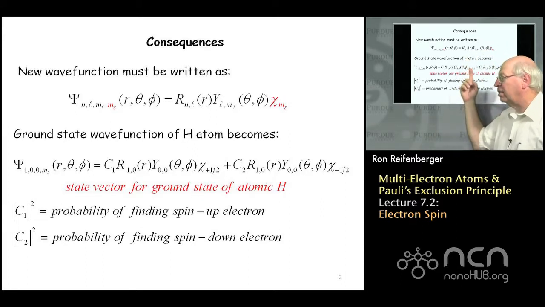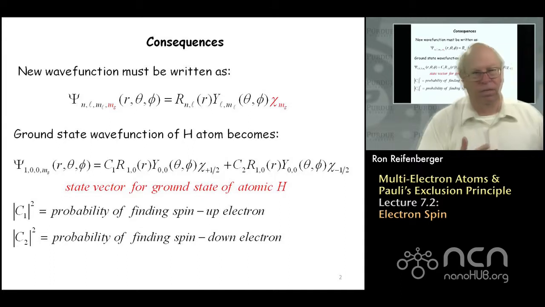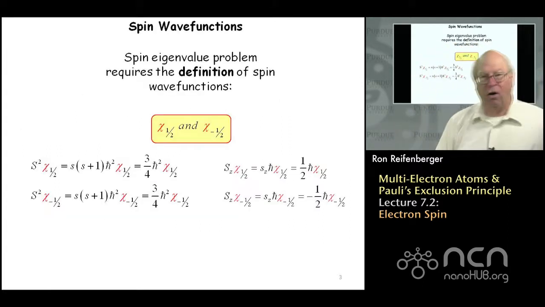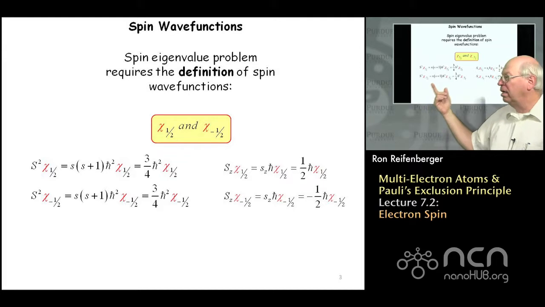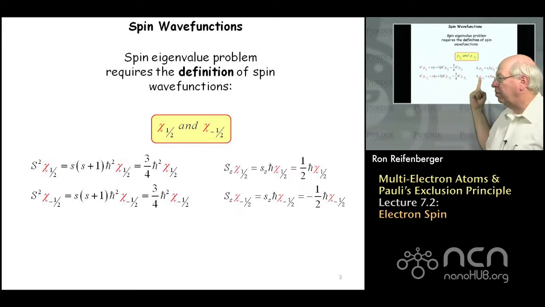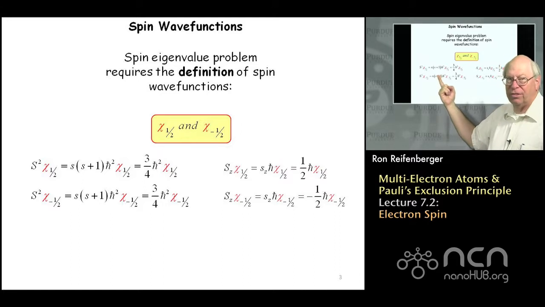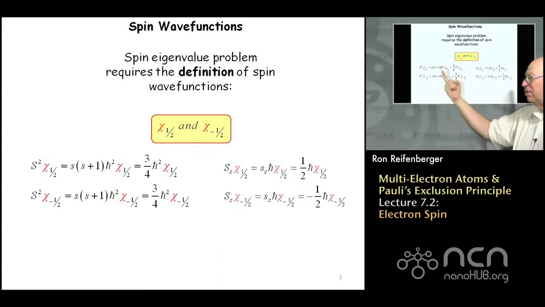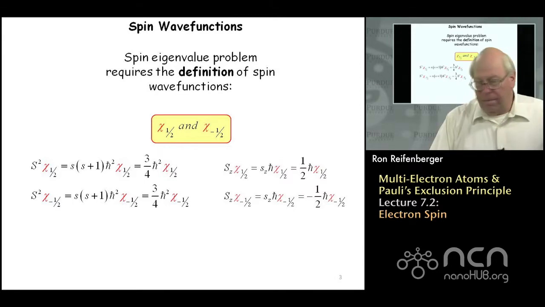Again, I would like to emphasize that these spin wave functions, at this point in the course, are just invented, and they're invented to solve 2 eigenvalue problems for spin. One is the square of the spin angular momentum, and the other is the projection of the spin along the z direction. These 2 wave functions have to satisfy these eigenvalue problems by definition.